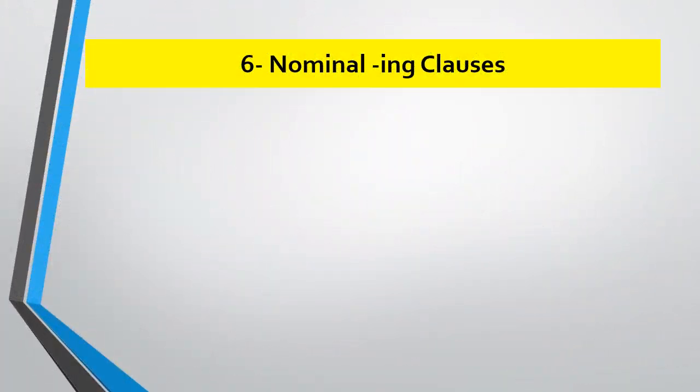We have the sixth type. It is nominal ing clauses. This type is very easy. It has a clue. And what's that clue? Clue means the sign or the indication. What is its clue? It is the ing. The verb has an ing. That ing of a participle.